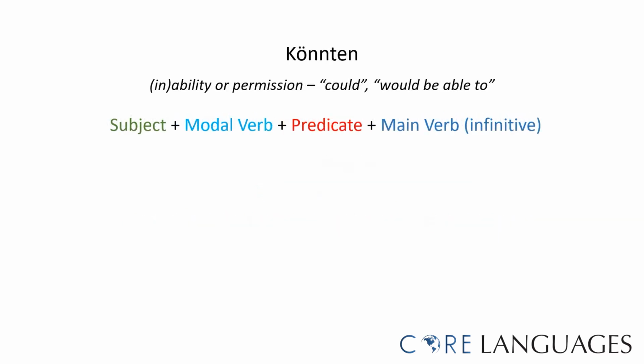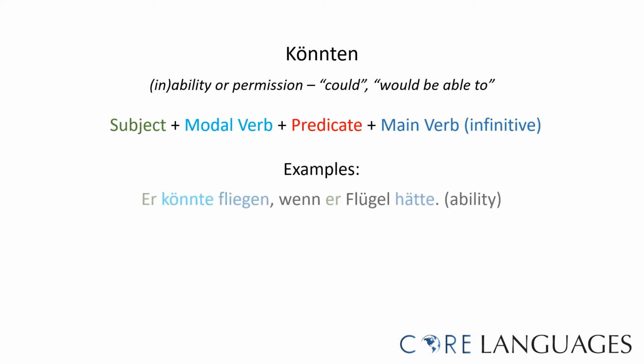The modal verb können, can, or to be able to, in the general subjunctive or the Konjunktiv 2 becomes könnten, could or would be able to, and it is used to express the ability or inability or to give permission. Zum Beispiel, for example, er könnte fliegen, wenn er Flügel hätte. He would be able to fly if he had wings.